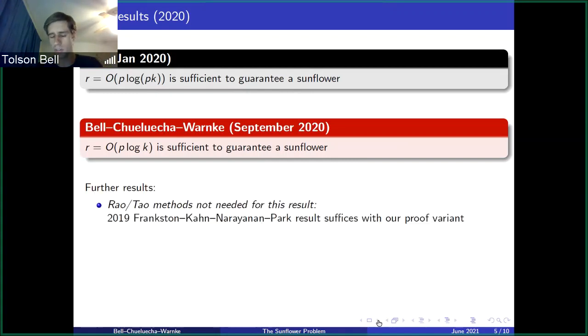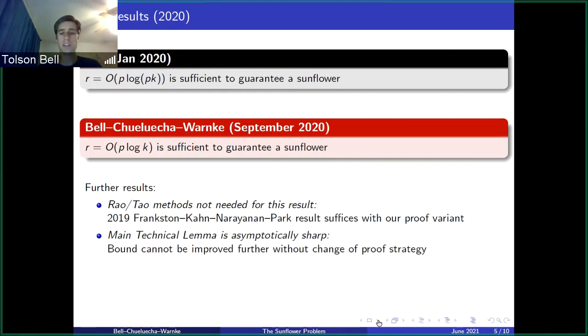But we also looked at some other things with the problem, and so we found that actually the Rao and Tao methods that had slightly improved the bound actually aren't needed for what we found for our improved bound. Though the improved lemma of fk, n, and p is needed.